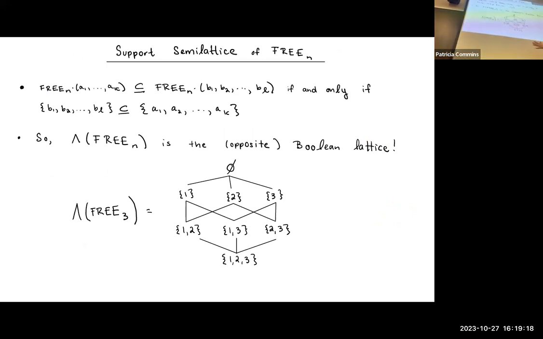And like I mentioned, these posets associated to the LRBs are going to play a big role in governing some of their structure. And for a lot of LRBs, they turn out to be well-studied posets anyways. So it's maybe not immediately clear, but it's not very hard to show that the way two ideals are nested is if the set of letters of one generator contains the set of letters of the second generator. And so this means that the support semilattice of the free LRB is going to be just the upside down Boolean lattice. So the set of subsets of 1 through n ordered under reverse inclusion.